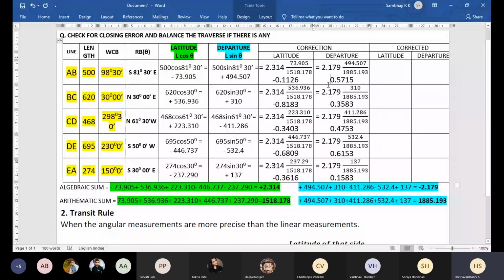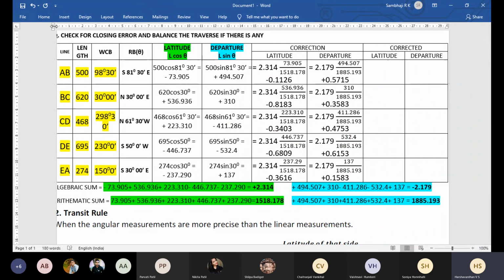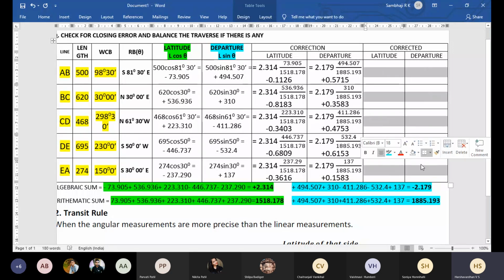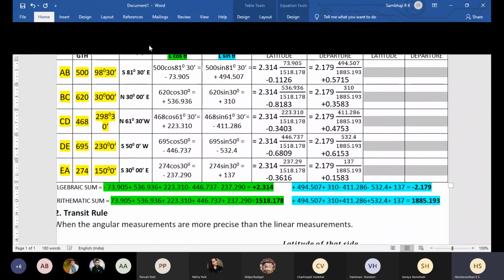Okay, we'll put the sign. The total error in departure was negative, it was minus 2.179. So all the corrections will be plus. Okay, we'll calculate the corrected latitudes and departures.